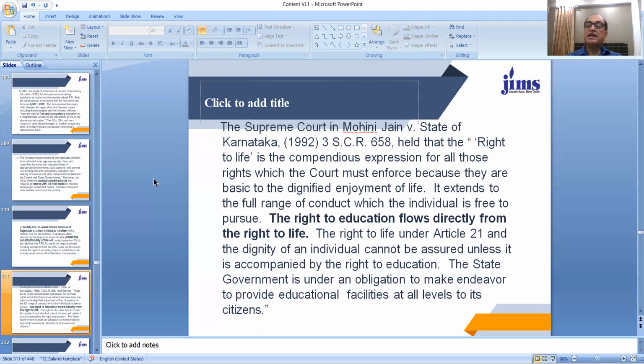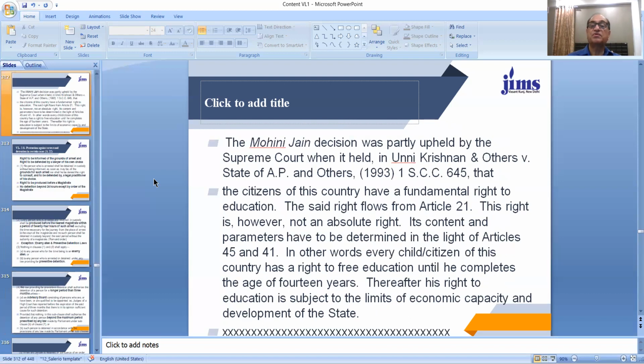The right to life under Article 21 and dignity of an individual cannot be assured unless it is accompanied by the right to education. The state government at the same time is under an obligation to make an endeavor to provide educational facilities at all levels to its citizens. A beautiful judgment given by the Supreme Court.